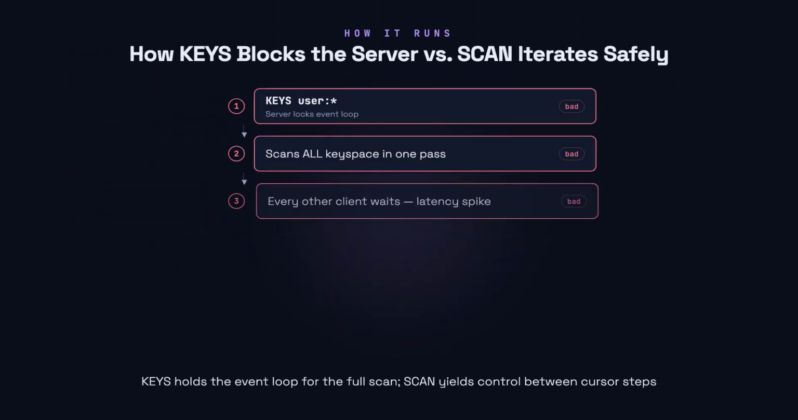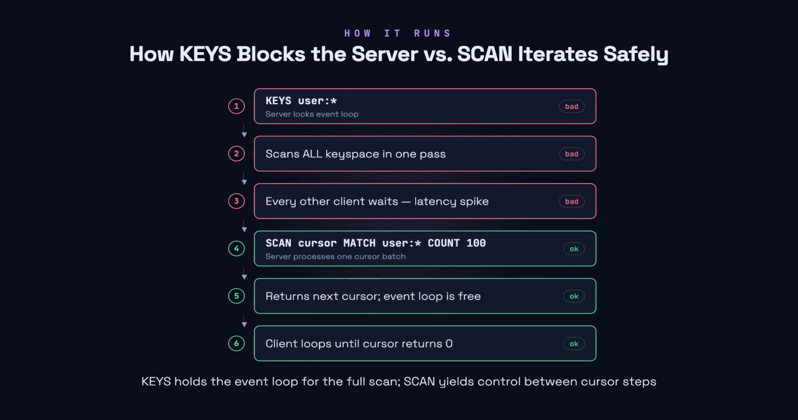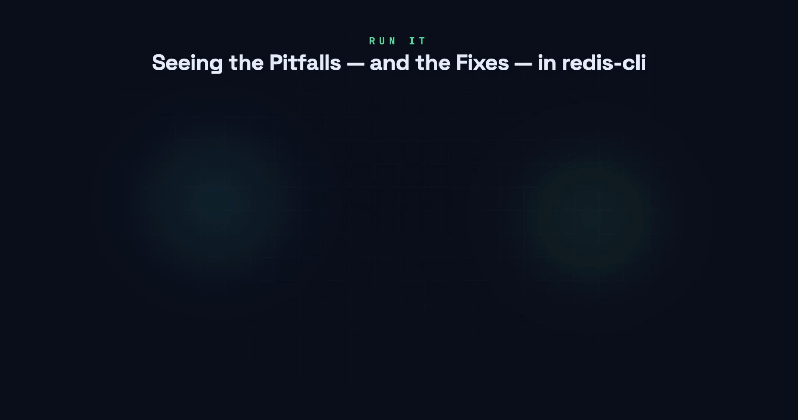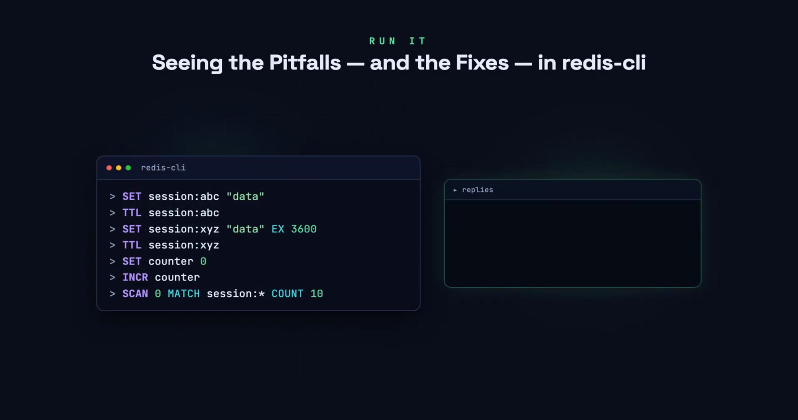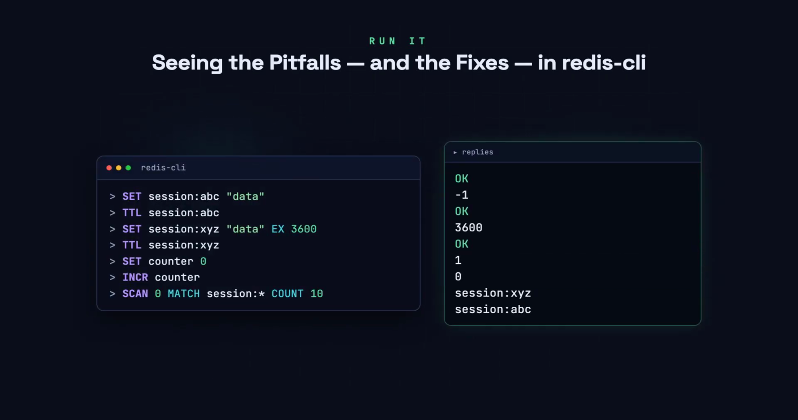Keys is a single blocking call that iterates every key before returning anything. Scan breaks that same work into small cursor-driven batches so other clients can be served between each step. Watch the TTL command. A return value of -1 means the key has no expiry and will consume memory indefinitely. Setting EX at write time is the simplest fix. We finish with scan to show the cursor-based alternative to keys.